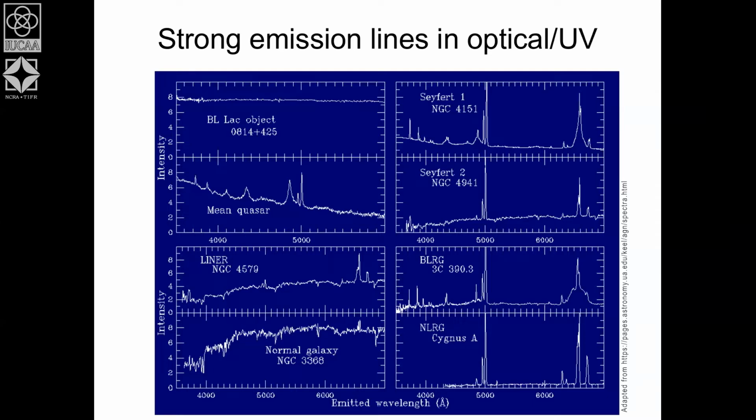Okay, that's how we identify: there are no strong emission lines. There may be extremely weak features, but you can say that the emission or absorption features are absent in the optical spectra of BL Lac types.